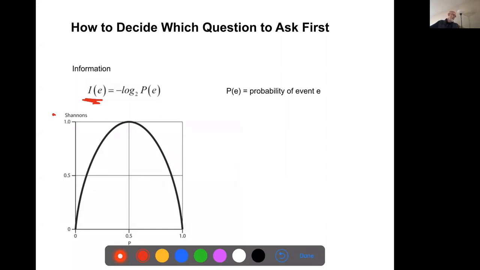If the probability of an event is zero, then knowing it didn't happen gives us no information. If the probability of the event is one, then knowing that it occurred gives us no information. Now, if the probability of the event occurring is 0.5, then if we know it happened, it tells us we will learn something. And so basically, this equation gives us, when the probability is 0.5, I of E is 1, and when the probability is 1, it becomes 0.